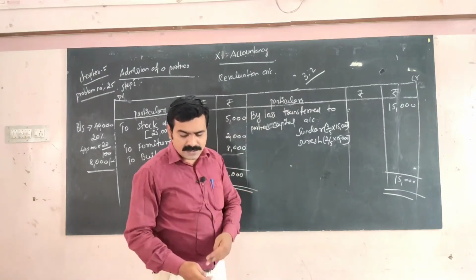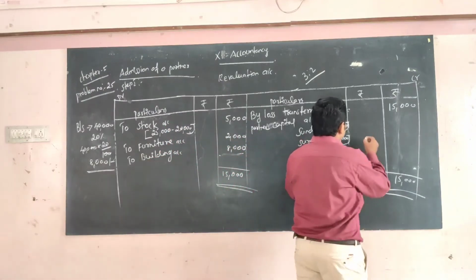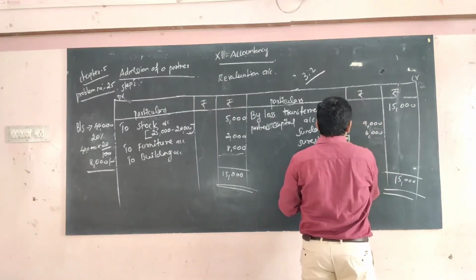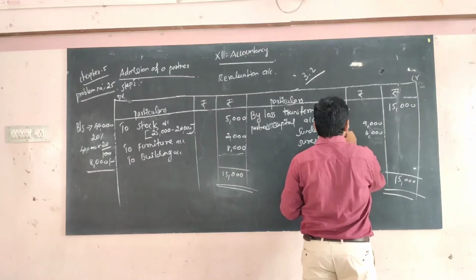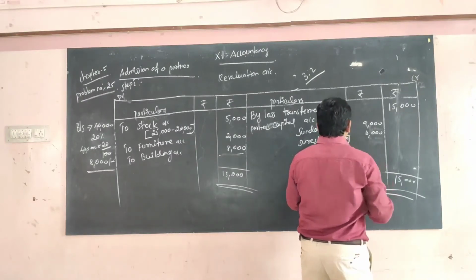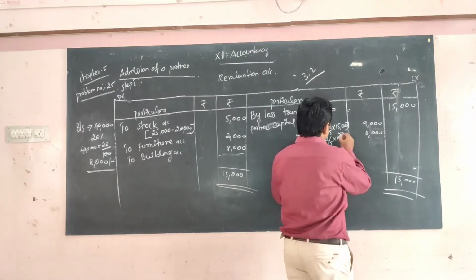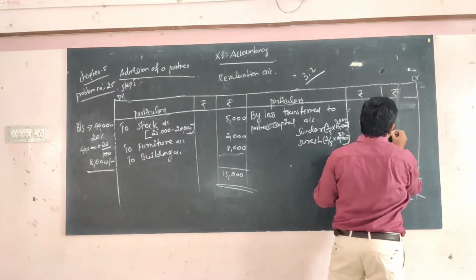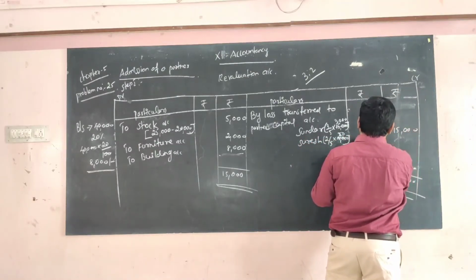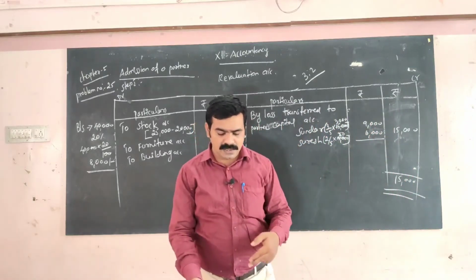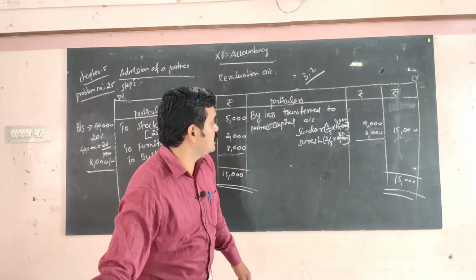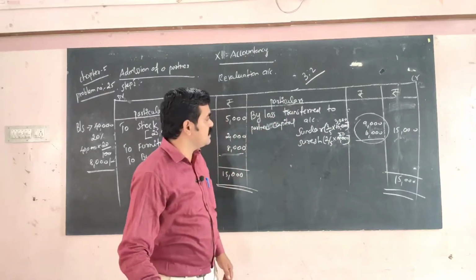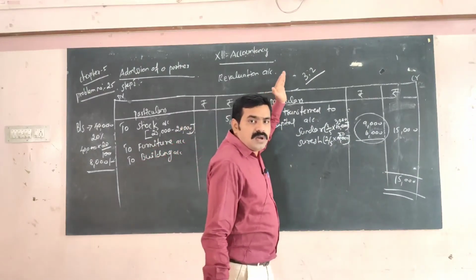So what is the value? 9,000, then 6,000. 3 divided by 5 is 9,000, and 2 divided by 5 is 6,000. This is the final value. So these amounts are transferred to the old partners' capital accounts.